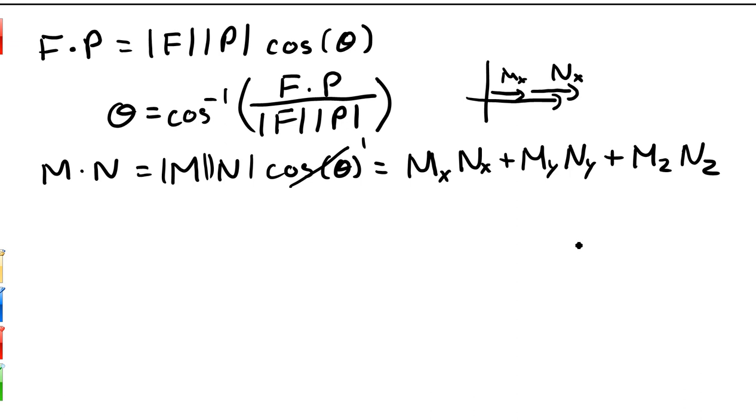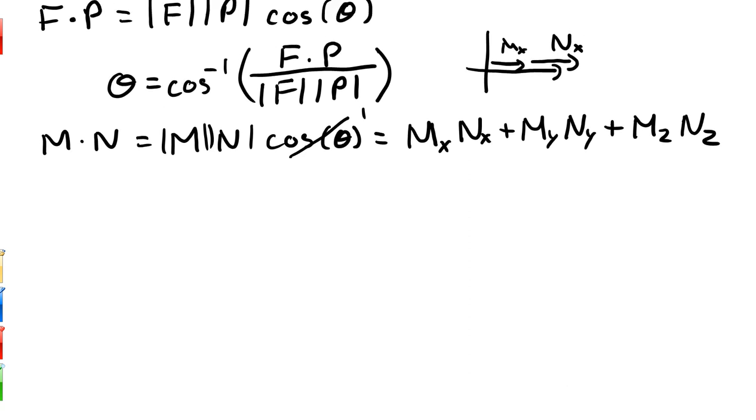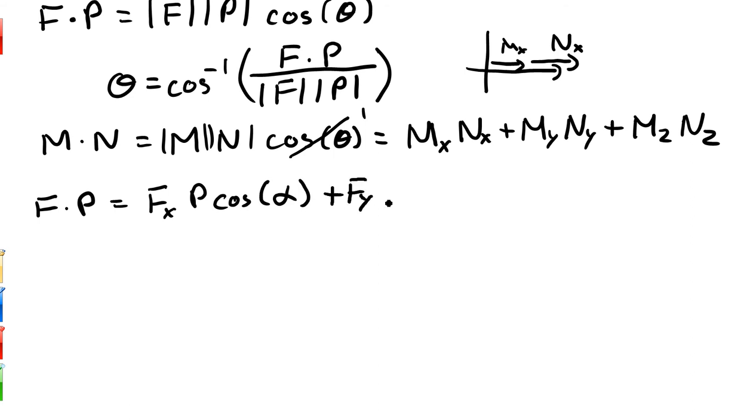So let's apply this to F and P. It's handy that they've already given us the components of F. Let's write this out for F and P. F dotted with P is going to be the component of F in the x times P cosine of alpha, plus F in the y times P cosine of beta, plus F in the z times P cosine of gamma.